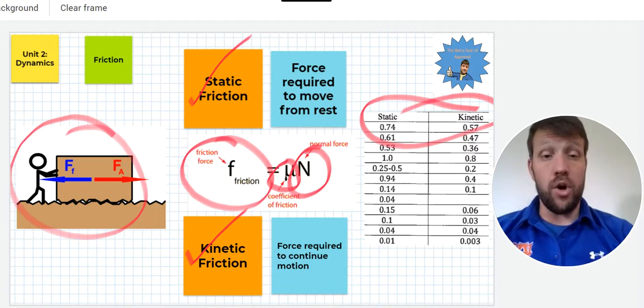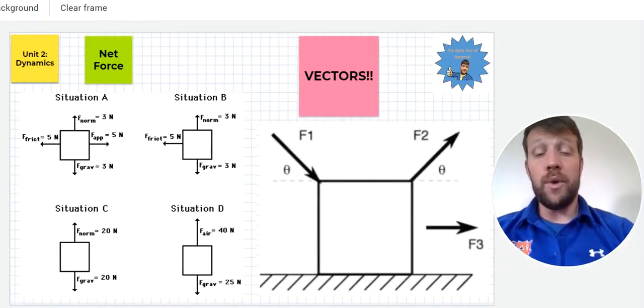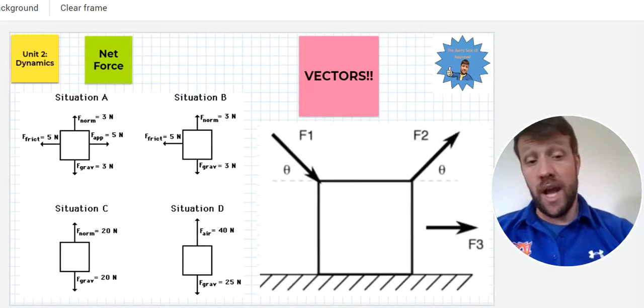Static friction will always be more than kinetic friction, and thus the static coefficient of friction will always be greater than the kinetic coefficient of friction. Moving on here, I want to talk about vectors and finding net force real quick. In order to determine how these forces cause an object, a mass, to accelerate or not to accelerate, we need to be able to find the net force using our vectors.